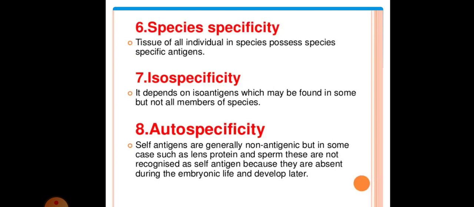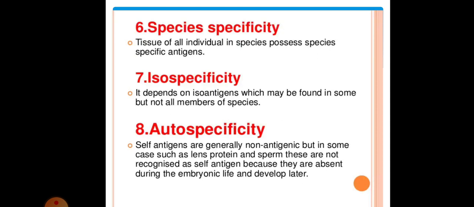Isospecificity depends on the isoantigens, which may be found in some but not all members of a species. Autospecificity: self antigens are generally non-antigenic, but in some cases such as lens protein and sperms, these are not recognized as self antigens because they are absent during the embryonic life and develop later. Lens protein means eye proteins, and sperms, that is germ cells, are not fully formed during the embryonic life.